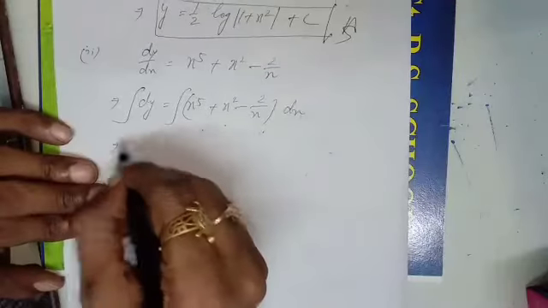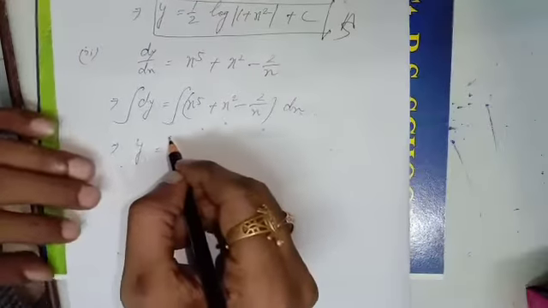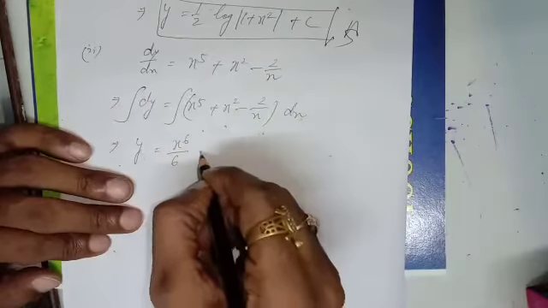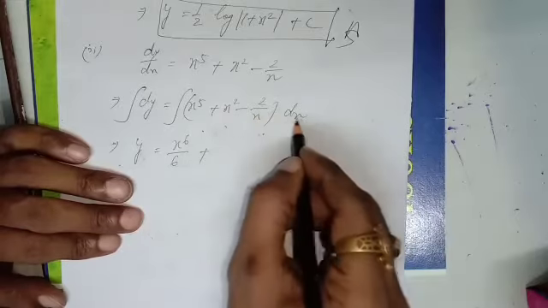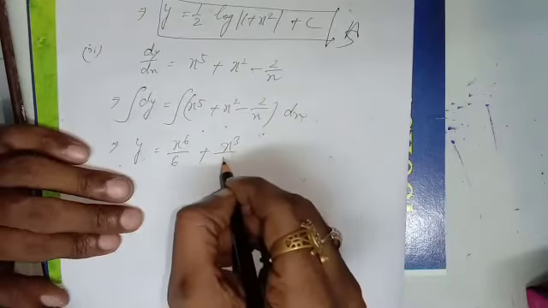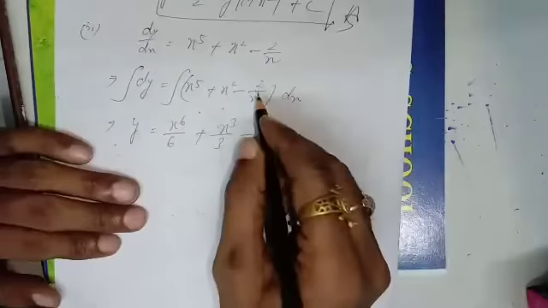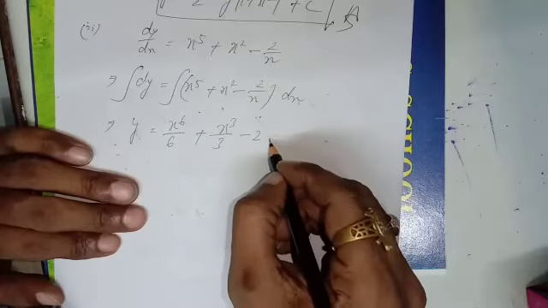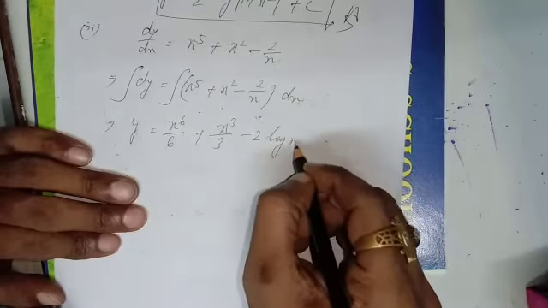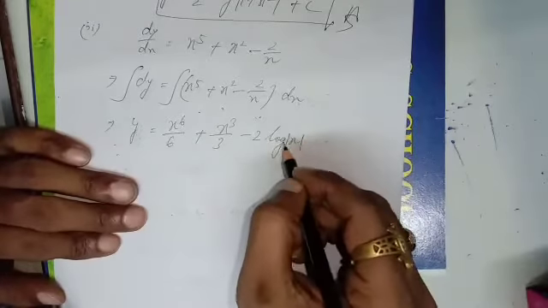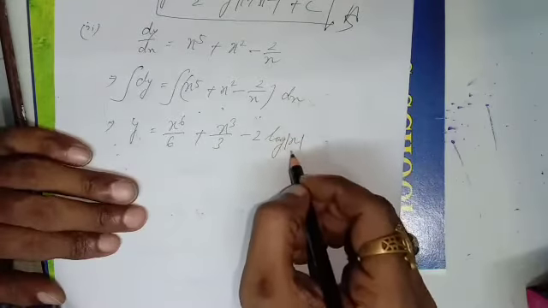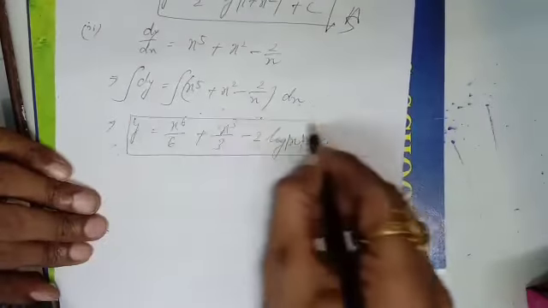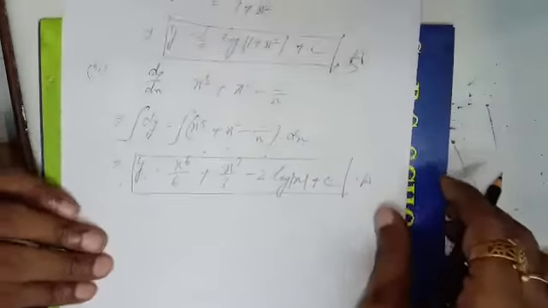Now, the integration of dy is y, and the integration of x to the power 5 dx will be x to the power 6 by 6, plus the integration of x square dx, which is x cube by 3, and this one is minus 2 by x, meaning minus 2 times the integration of dx by x, that is log x, because the derivative of log x is 1 by x. Then you write plus c, the integration constant. This is the answer. Number 1, second part also completed.